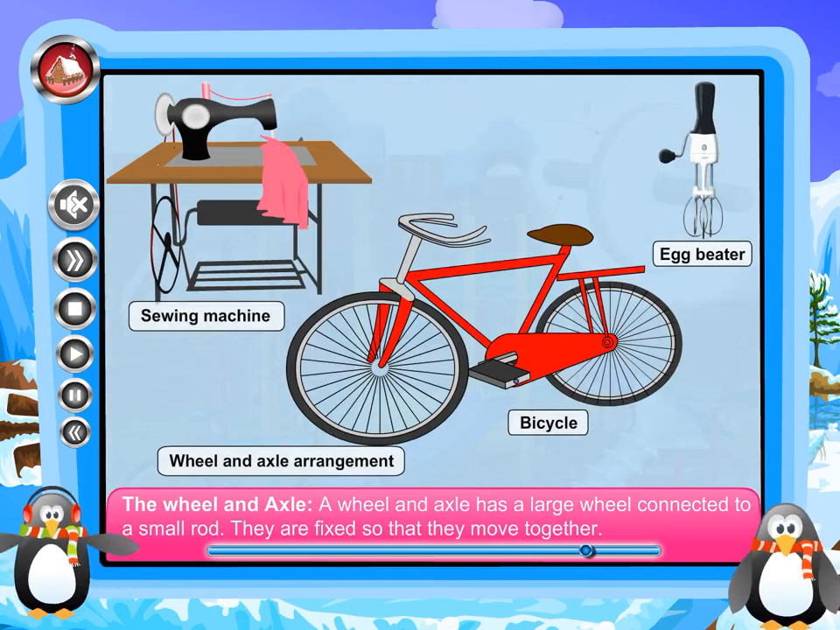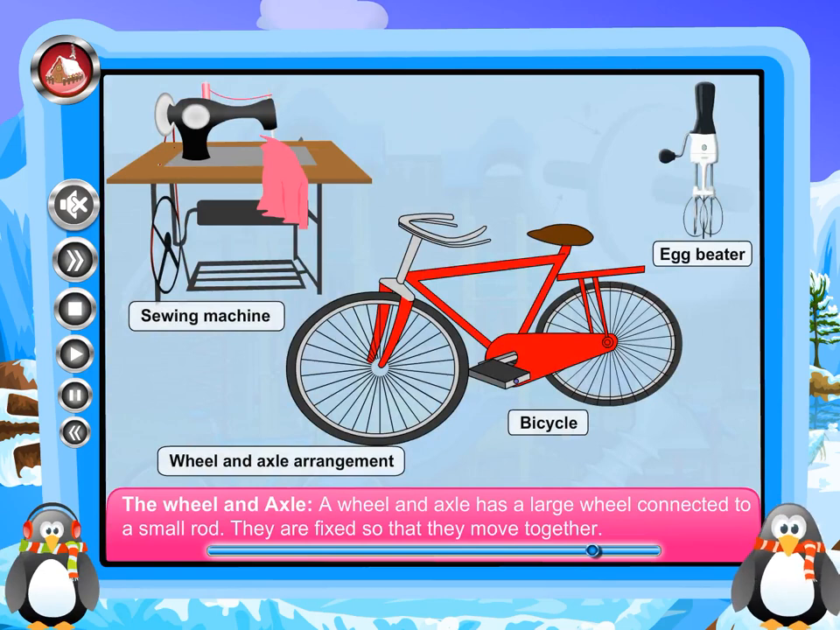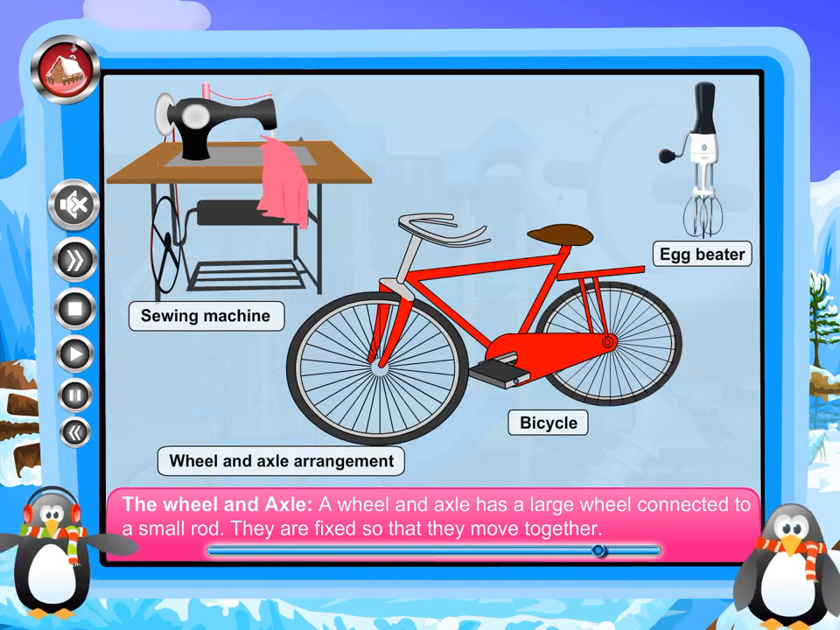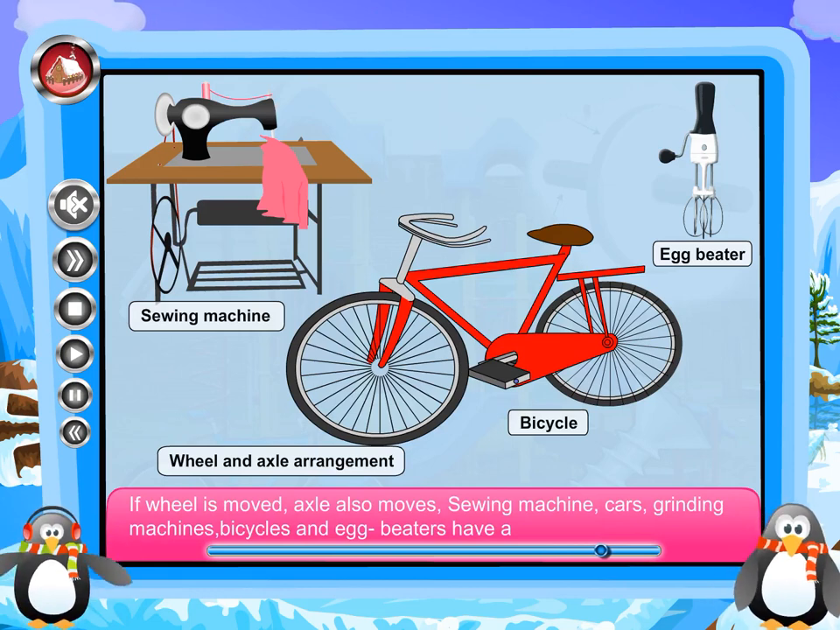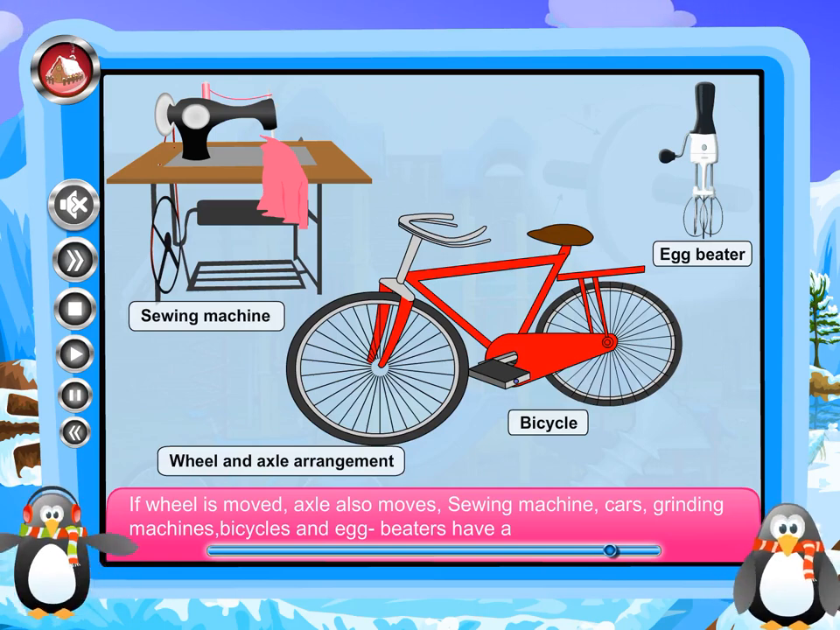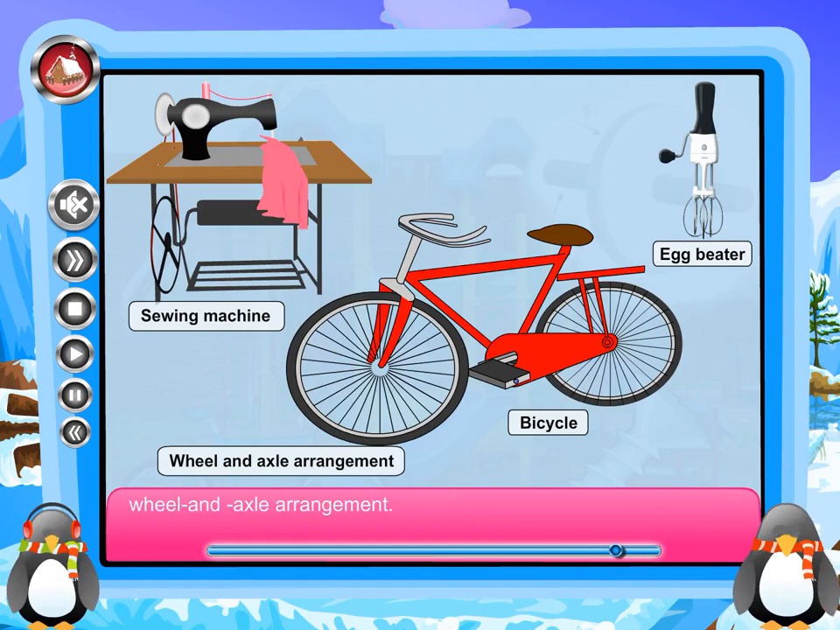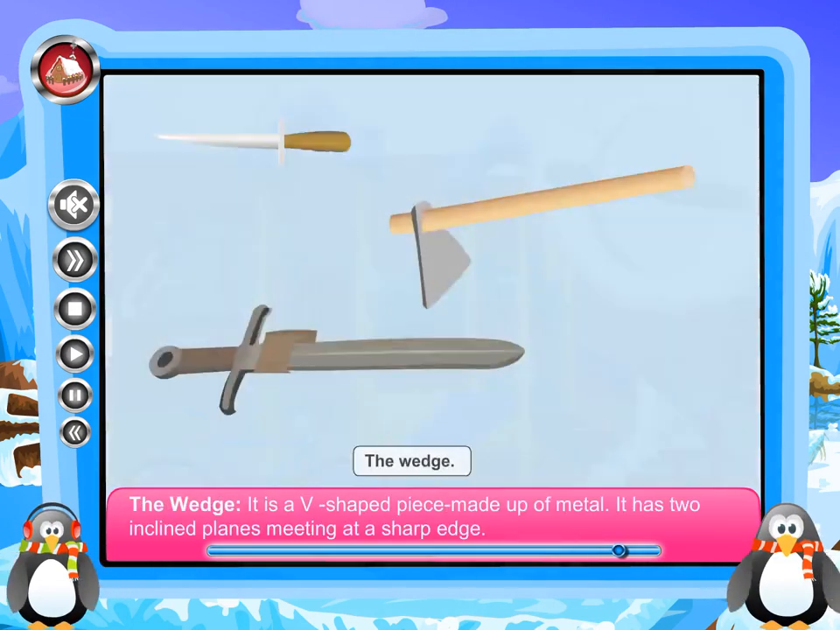The wheel and axle. A wheel and axle has a large wheel connected to a small rod. They are fixed so that they move together. If wheel is moved, axle also moves. Sewing machine, cars, grinding machines, bicycles, and egg beaters have a wheel and axle arrangement.